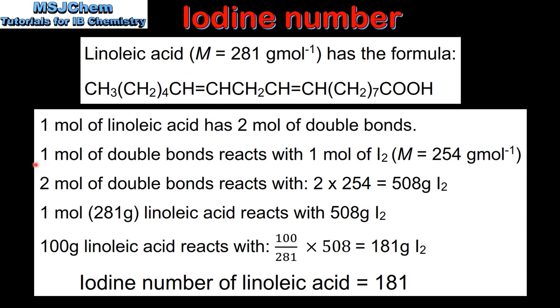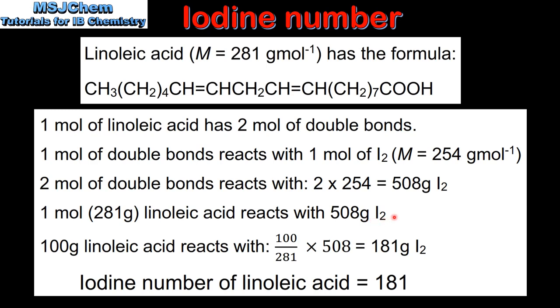From the previous slide, we know that 1 mole of double bonds reacts with 1 mole of iodine, which has a molar mass of 254 grams per mole. Therefore, 2 moles of double bonds reacts with 2 times 254, which is 508 grams of iodine. Because linoleic acid has 2 moles of double bonds, 1 mole or 281 grams of linoleic acid reacts with 508 grams of iodine.